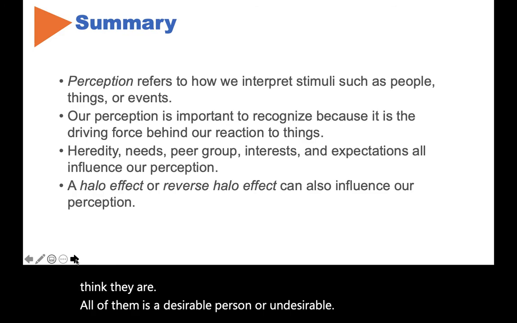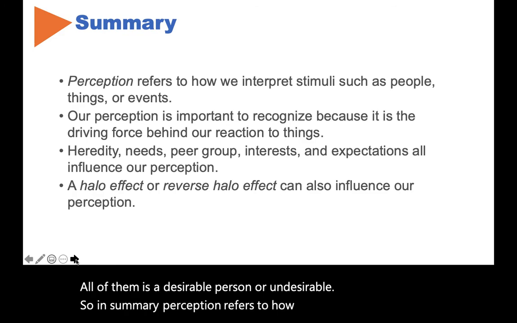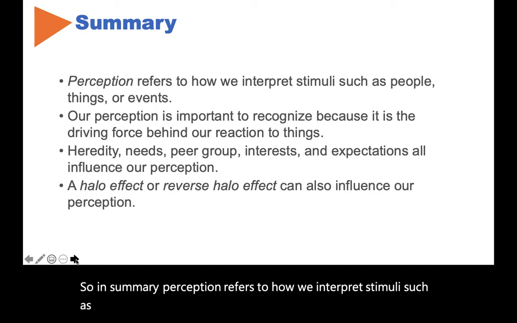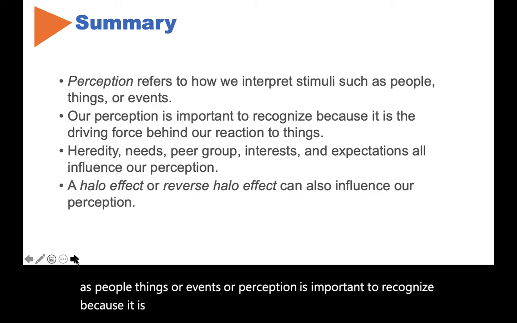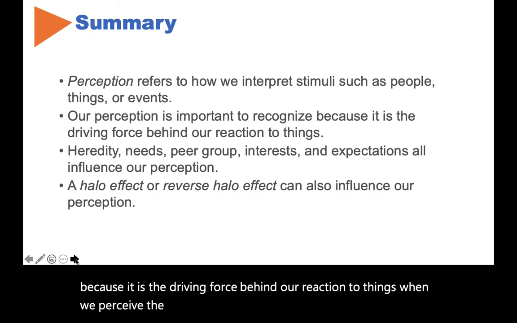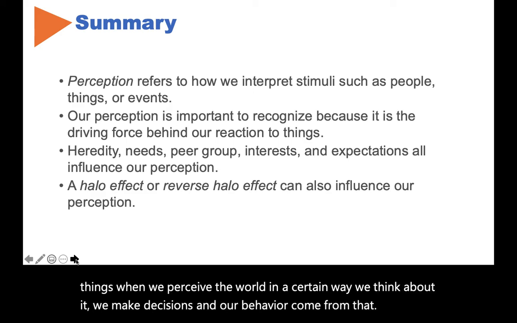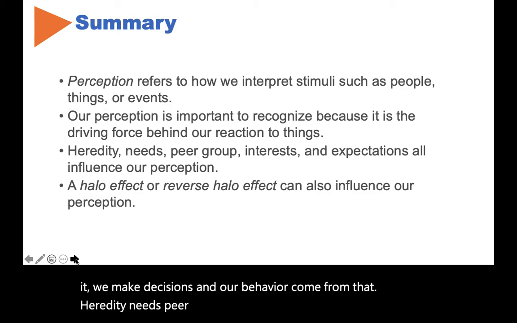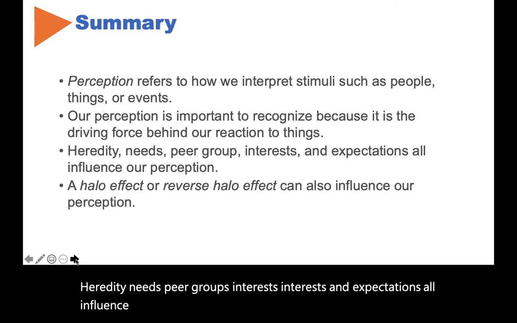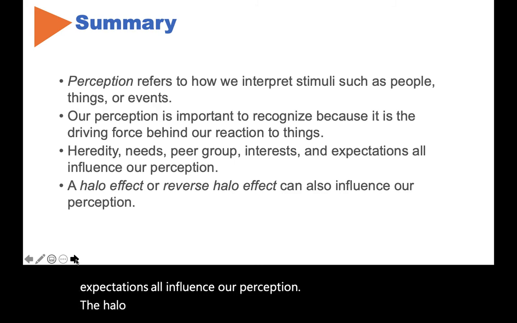So in summary, perception refers to how we interpret stimuli, such as people, things, or events. Our perception is important to recognize because it is the driving force behind our reaction to things. When we perceive the world in a certain way, we think about it, we make decisions, and our behavior comes from that. Heredity, needs, peer groups, interests, and expectations all influence our perception. A halo effect or a reverse halo effect can also influence how we see the world.